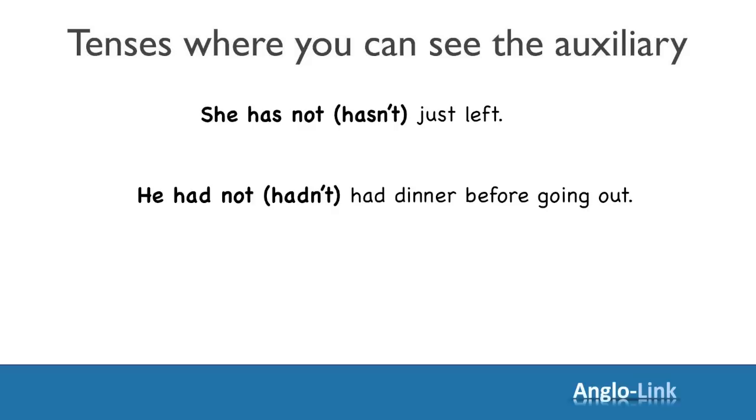And finally, the future tense with the auxiliary will. Prices will fall. Just add not to will. Prices will not fall. Prices won't fall.